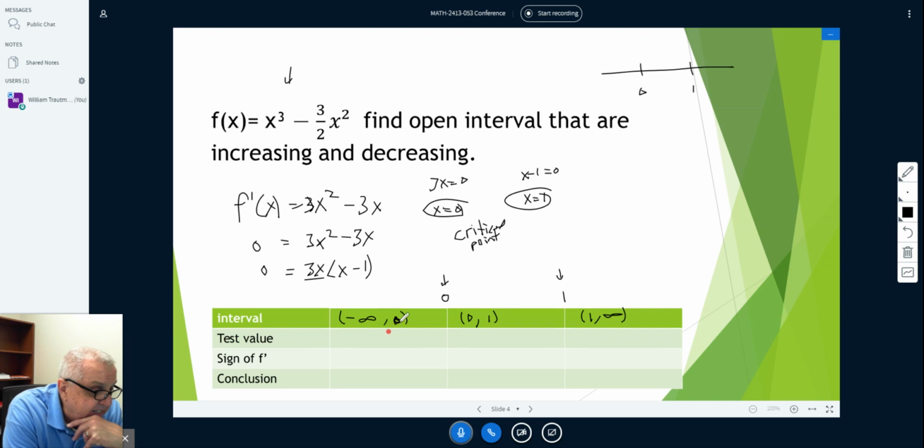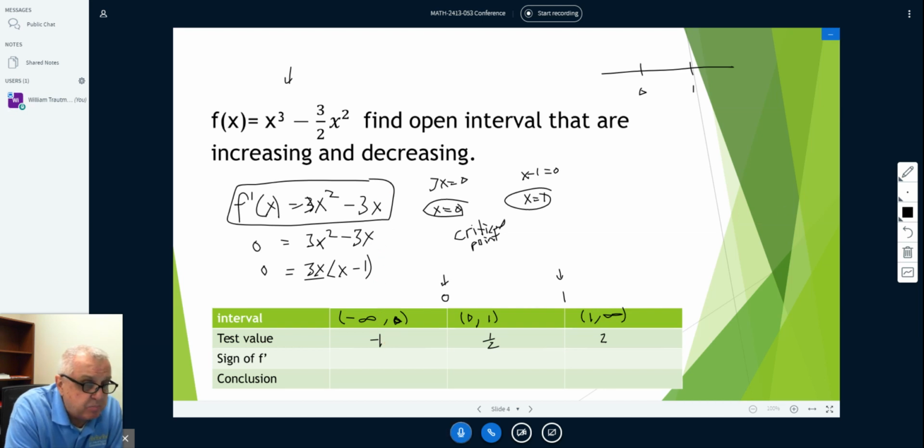Now, step 2 says find test values within these intervals. I'm going to choose a negative between negative infinity and 0. I'm going to choose negative 1. Between 0 and 1, I'm going to choose 1/2. And between 1 and infinity, I'm going to pick something nice and easy. How about 2? And here is my function.